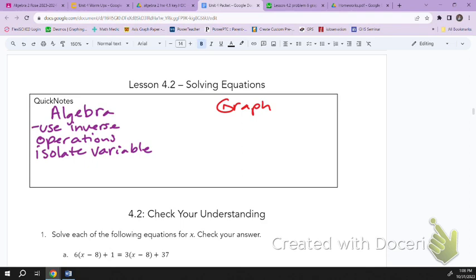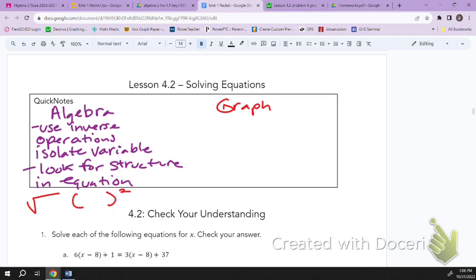Okay, we're going to look for a structure in the equation to solve efficiently. What I'm getting at is, does it have a square root? Is there something squared? Where is x stuck? Is it stuck in one of these things? We have a special way of solving if we have absolute value. Okay?